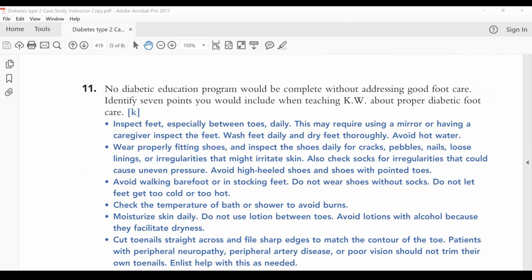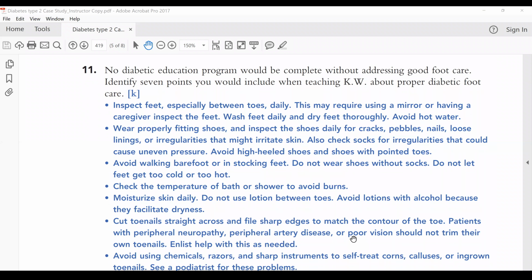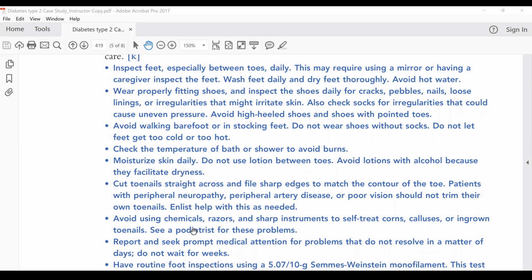If you notice anything abnormal, then see a podiatrist very quickly, because of the slow healing process. They do have delayed wound healing. Avoid using chemicals, razors, sharp instruments to self-treat corns or calluses. That's a good one. Or ingrown toenails. Report and seek prompt medical attention, no matter the day. Don't wait for weeks because people can now develop sepsis.